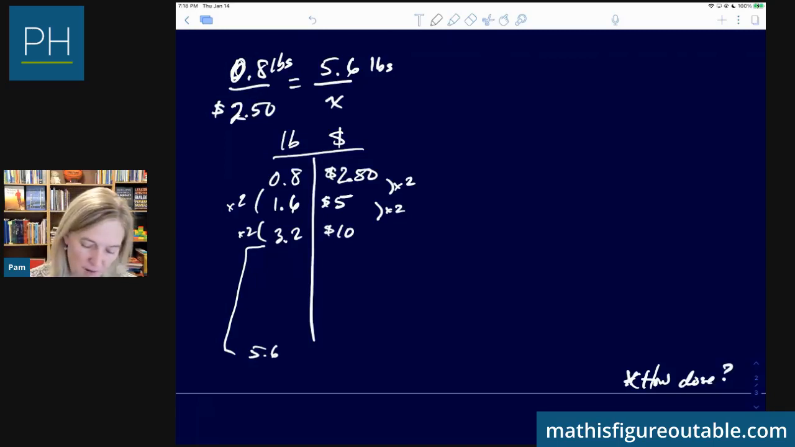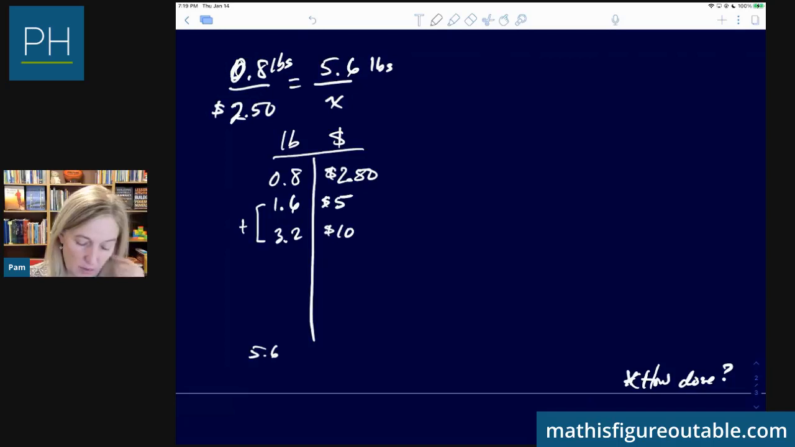Well, let's see, 3.2 to 5.6. I don't know. What do we need? 2 something-ish? I guess we could just add. Let me clean that up a little bit. If we added the 1.6 to the 3.2, what would that get us? Let's see, 3.2 and 1 is 4.2, and that leftover 0.6 is 4.8. Yeah, so a kid could think about that, and then I would add those together. Whoo, that's not too bad. That'd be $15.